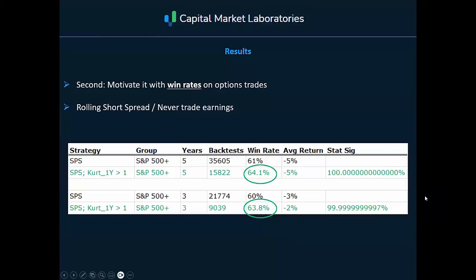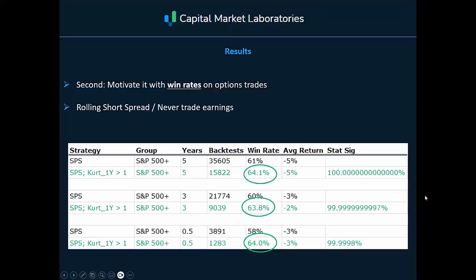We'd all be rich. And then over half a year, same thing. Win rates are actually much higher over the last half year, which shows you that the last half year has been a bull market. In a bull market, this appears that it might work even better. But again, a bad strategy is a bad strategy. So I'm going to move this chart up a little bit.